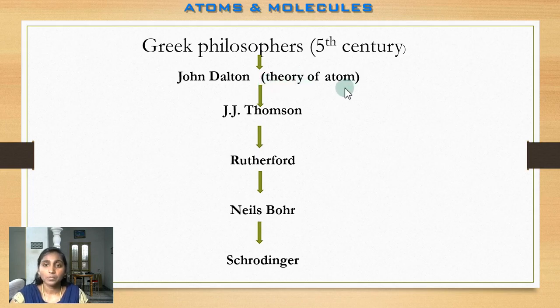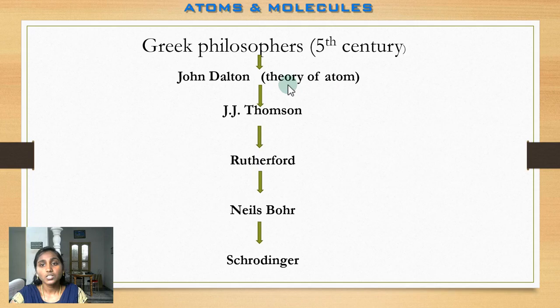For example, imagine that in our school science exhibition you are going to do one new model. You are going to do a new thing. You will show it to your teacher, right? She will check that model and say what limitations are there and what good things are present here. Like that, John Dalton proposed a theory, that is the theory of an atom.